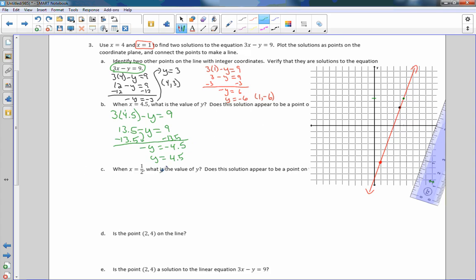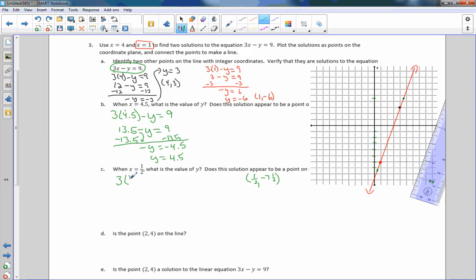C, when x equals 1/2, what is the value of y? So I'm going to go over to 1/2, and I'm going to go all the way down until I hit the line, and it looks like negative 1, 2, 3, 4, 5, 6, 7.5. So I'm saying when x is 1/2, it looks like negative 7 and 1/2, but I'm going to use the equation now to check my graph.